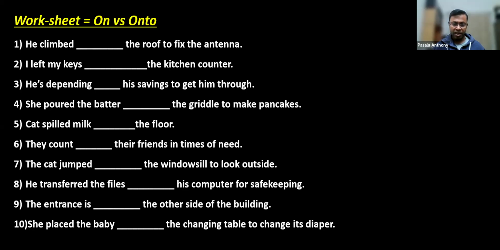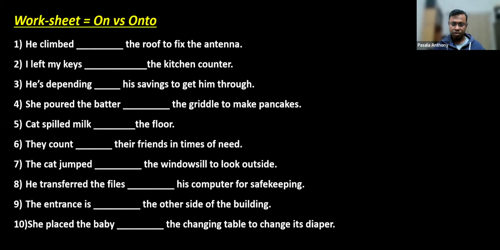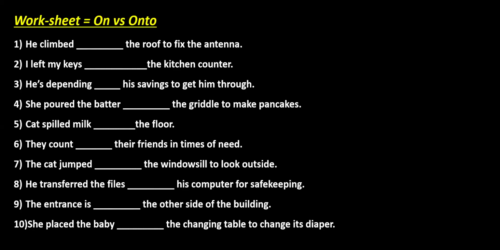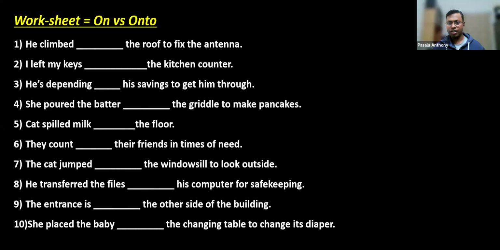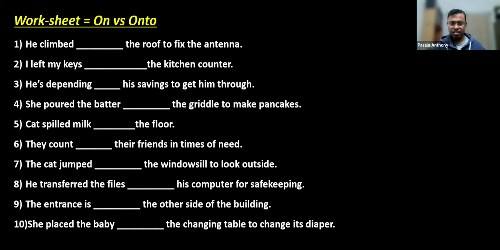She placed the baby on the changing table to change its diaper. ఫస్ట్ ఎత్తుకొని ఉంది, జస్ట్ అక్కడ టేబుల్ మీద కూర్చోబెట్టింది. That is the onto, sir. See the confusion is here. Na? Place is different. Okay, that is okay. She placed the baby on the changing table.